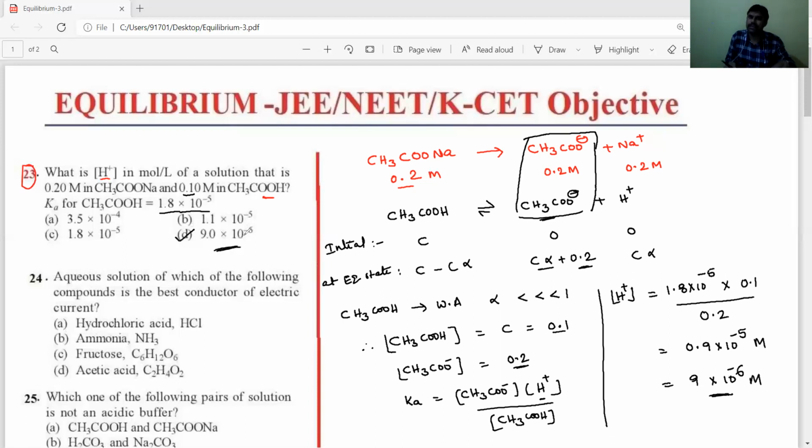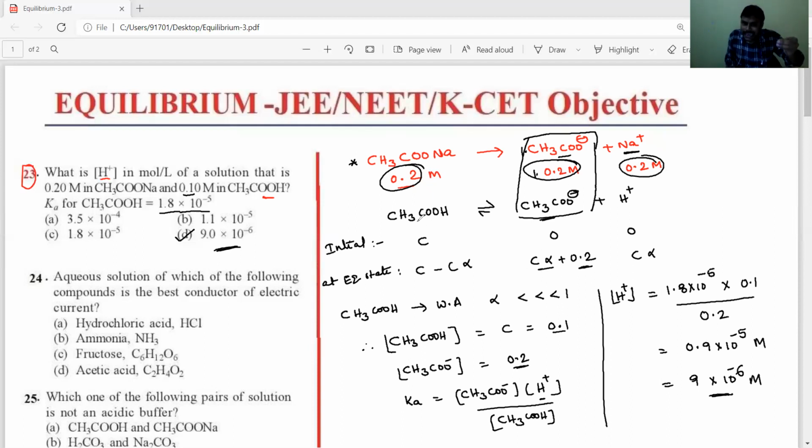In the same way, for example, instead of acetic acid, if any weak base is given, then also we have to find out the OH minus concentration in the same way only. But here the acetate ions concentration, why does it become 0.2, dear students? Because sodium acetate is a strong electrolyte. It will be ionized to give CH3COO minus and Na plus, and its concentration is 0.2 molar. That's why 1 mole is formed, 1 mole is formed. That's why it is 0.2, and it is also 0.2 that came.